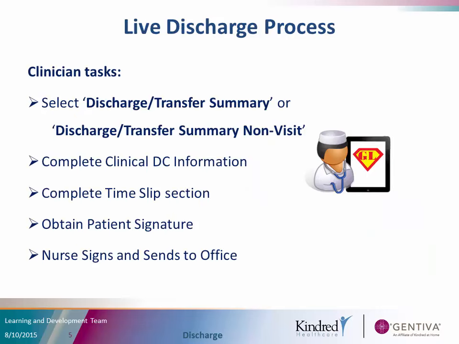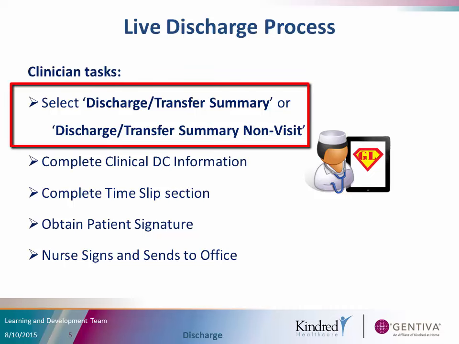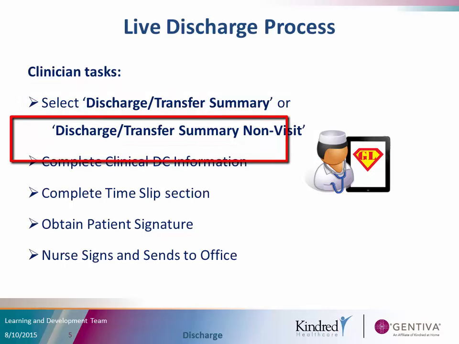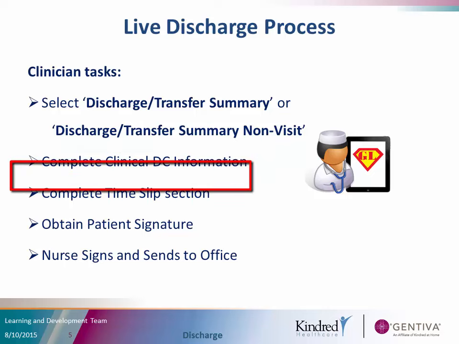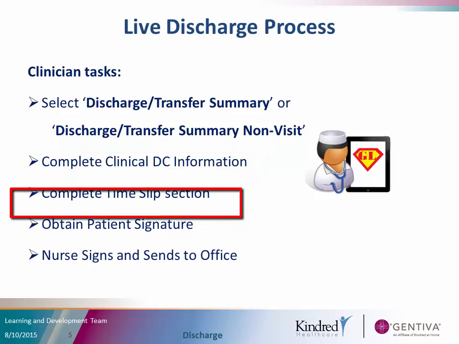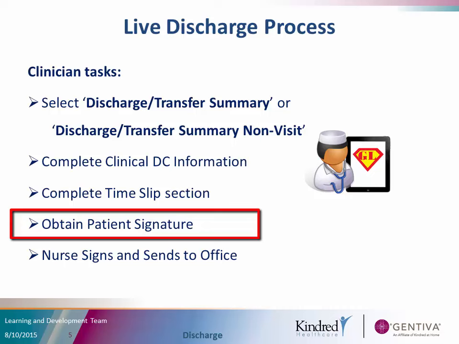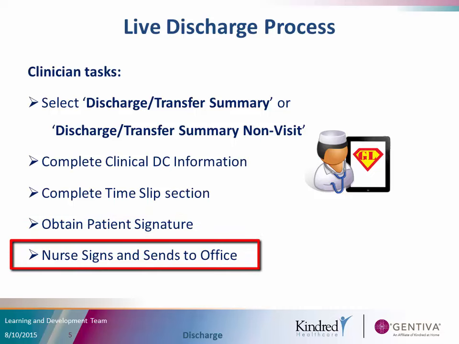Let's walk through the live discharge process first. It begins with the nurse selecting either the Discharge Transfer Summary or the Discharge Transfer Summary Non-Visit form from the discharge packet in the system. The nurse will complete the clinical information sections, the time slip information, and obtain the patient signature. Then the nurse will sign and send to office using the functionality of the hospice system.